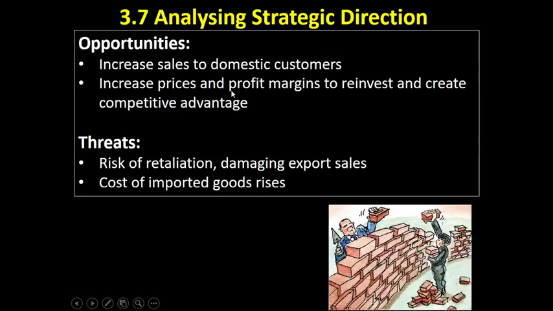There's the argument that businesses will be able to increase their prices and profit margins. Therefore, they'll be able to reinvest and create a competitive advantage. So if we can increase our profit margins, we get to reinvest money and make our companies even better. So that would be an opportunity. However, what are the threats?